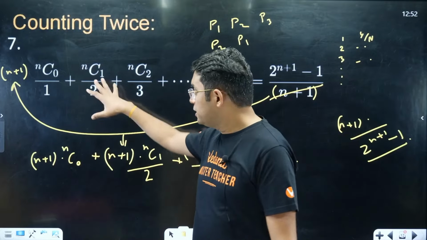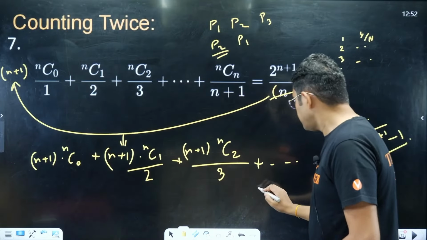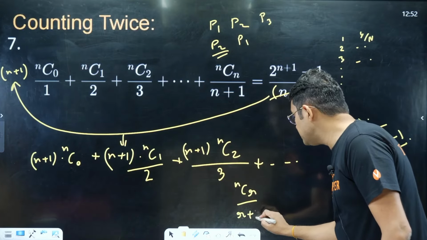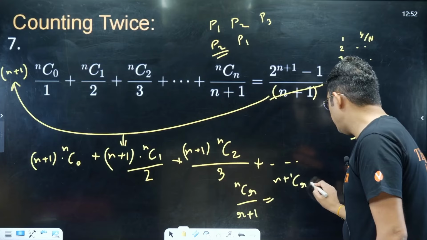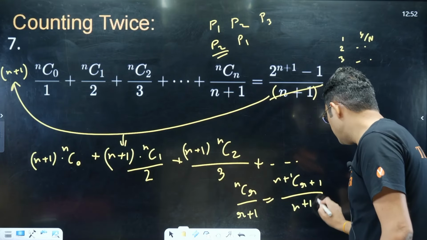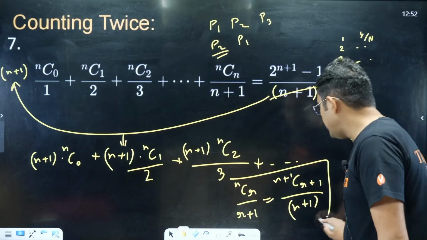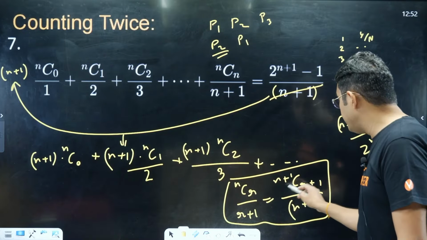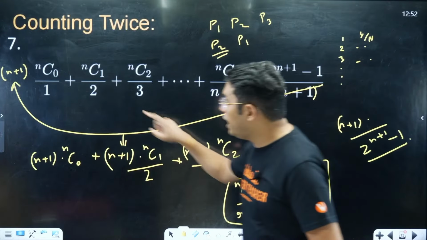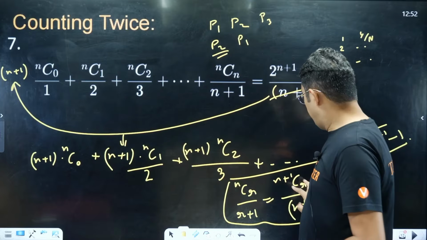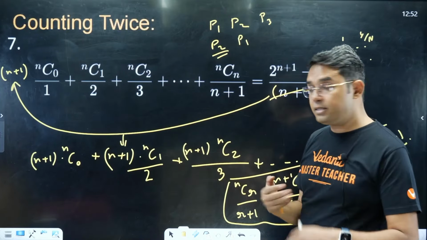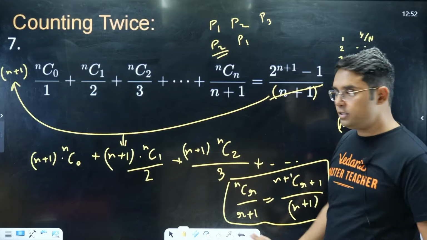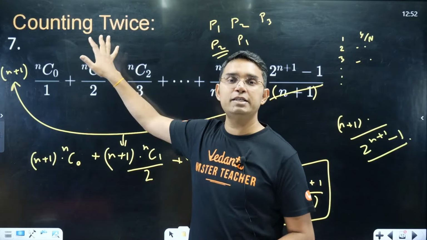it's okay. There can be another method also where you write nCr upon r plus 1 as n plus 1 C r plus 1 upon n plus 1. Okay, that is also a method. So if you use that, then also it is fine. In this, every term will be giving you n plus 1 common. Okay, and the summation of n plus 1 C r plus 1, where r starts with 0 going till n, will give you all the terms which add up to 2 power n plus 1 other than n plus 1 C0, so minus 1 there. I think you know this method. I'm just focusing on my counting twice method here.